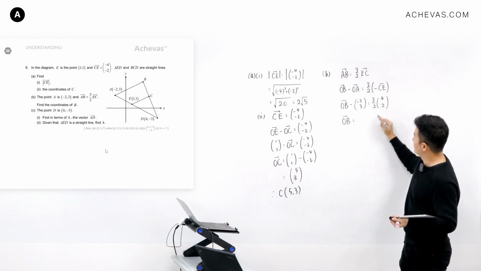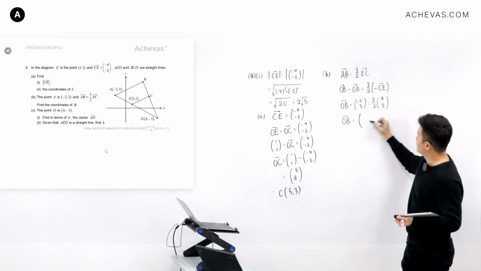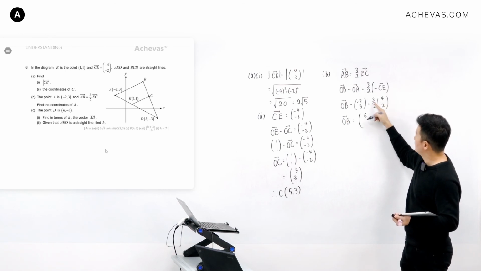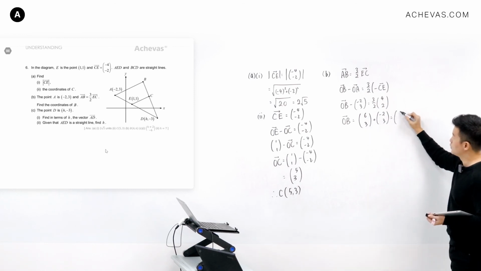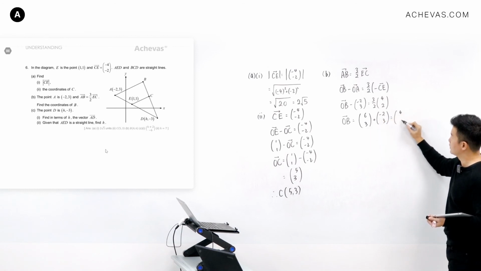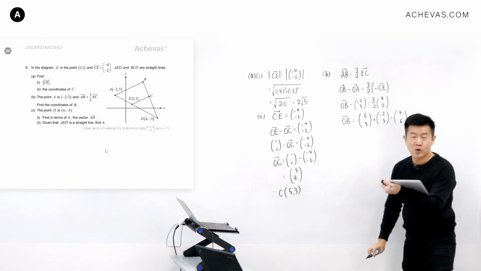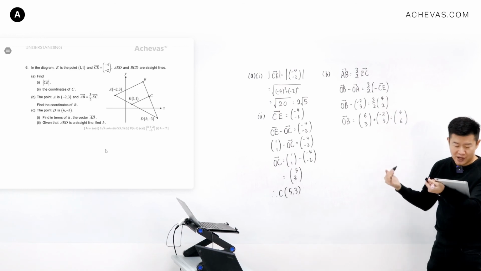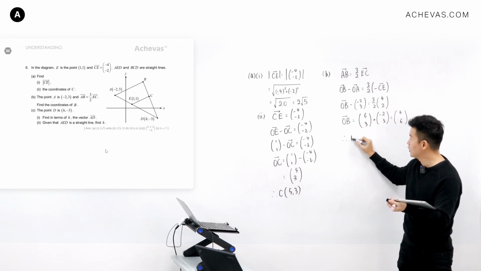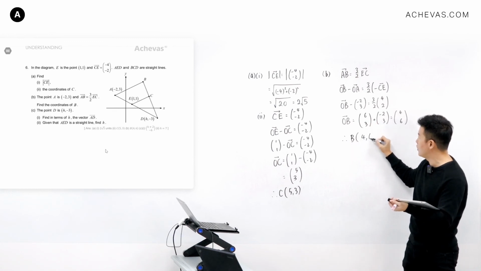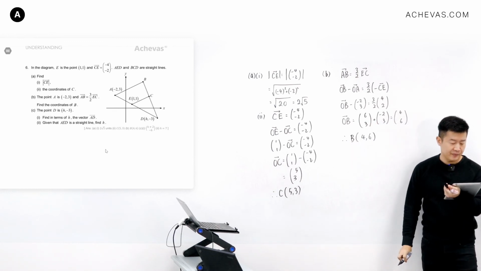So vector OB is going to be this. Let me just multiply this in. 3 over 2 times 4 is equal to 6, and 3 over 2 times 2 is going to be 3. So we have 6, 3 plus minus 2, 3. This is equal to 6 minus 2 and 3 plus 3, so 4 and 6. What are the coordinates of B, since we have now found the position vector of B? Therefore, the coordinates of B will be 4, 6. And the last part, part C.